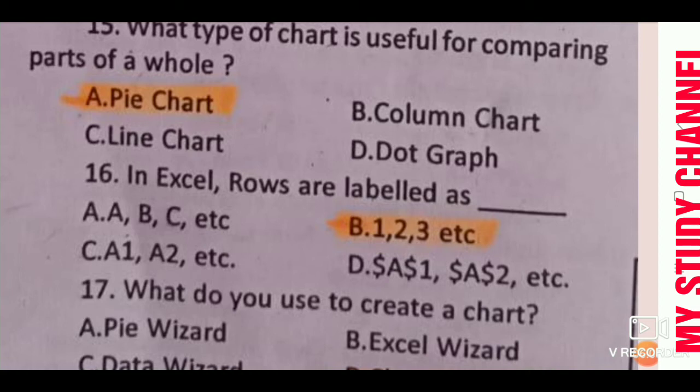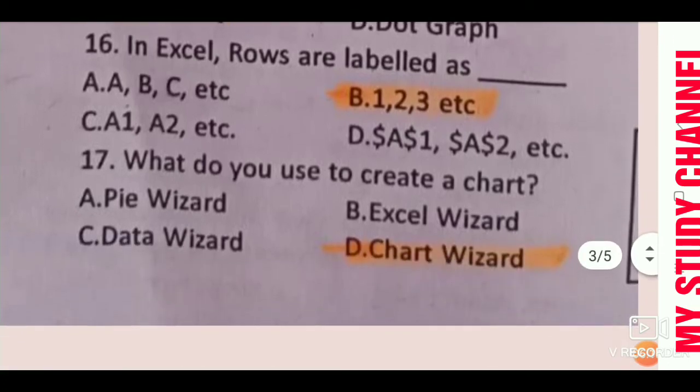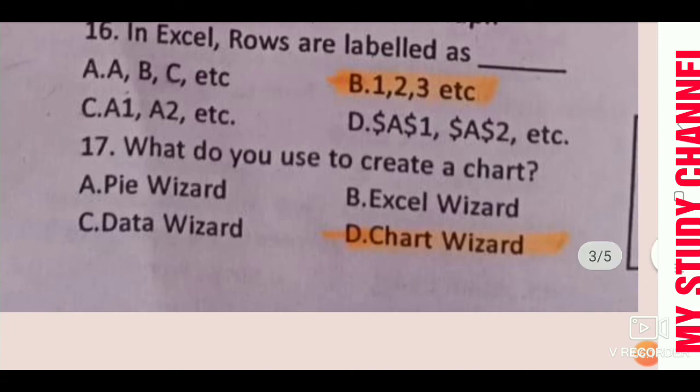Here answer is 1, 2, 3. In Excel rows are labeled as. Option B is the right answer, that is 1, 2, 3, etc. Next question is question number 17. What do you use to create a chart? Here option D is the right answer, that is chart widget.